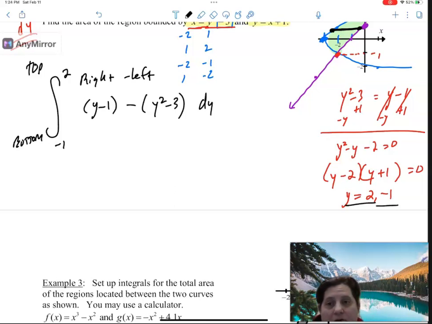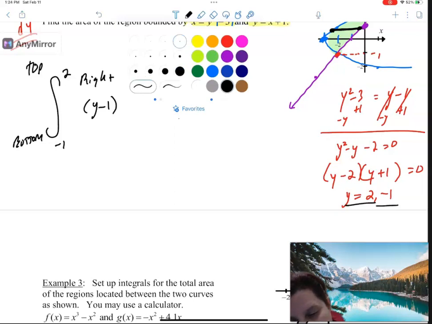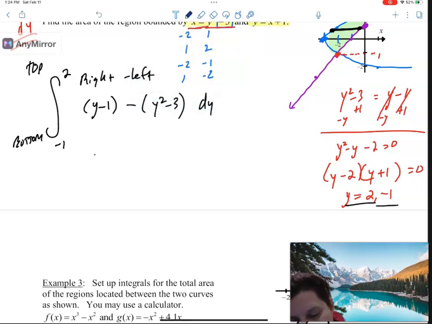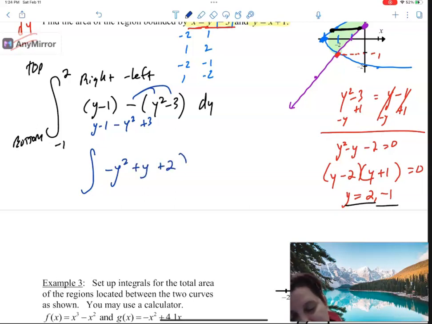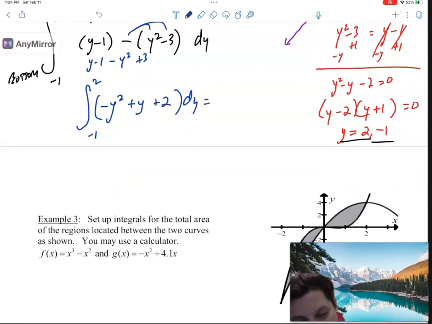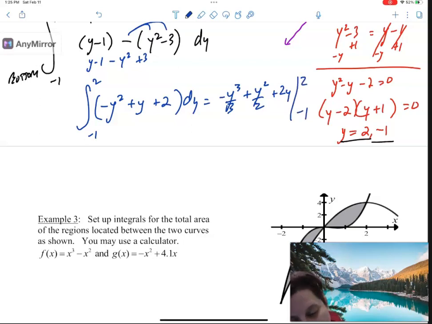So we're going to practice both. If I combine this a little bit, y minus 1 minus y squared plus 3, I'm just going to write it in an order that I like a little better: minus y squared plus y plus 2, evaluated from negative 1 to 2. This gives me y to the third over 3 minus y squared over 2, plus y squared over 2 plus 2y. And then it's just fraction stuff.